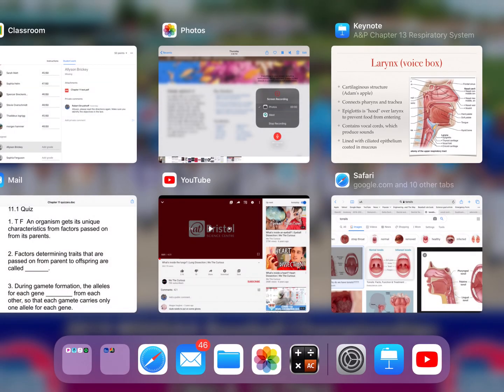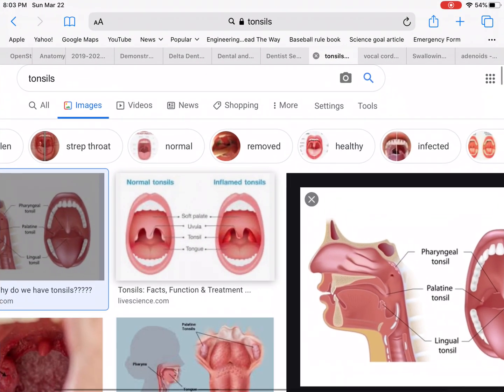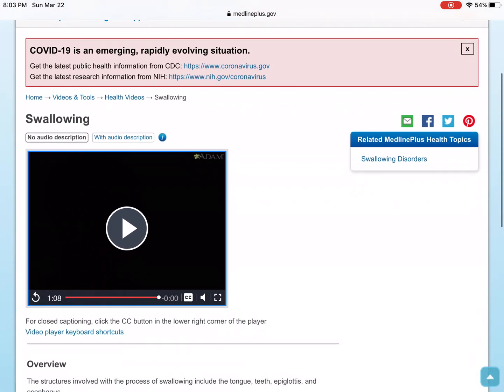And we have another picture. Let's see here. We have a little video I want to show you of swallowing, and you can watch the epiglottis work in this video if I can get it. Excuse me. Here we go. And get to the front. There we go.